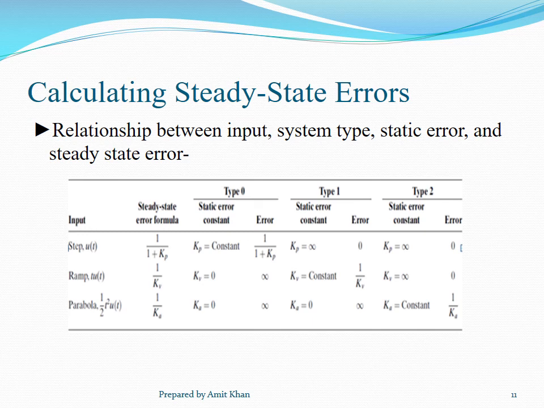Here we can see the relationship between input, system type, static error, and steady state error. So when the input is a step input, the steady state error formula for a type 0 system is 1 by 1 plus Kp. For a type 1 system, it is infinity. For a type 2 system, the static error is infinity. Steady state error is infinity.